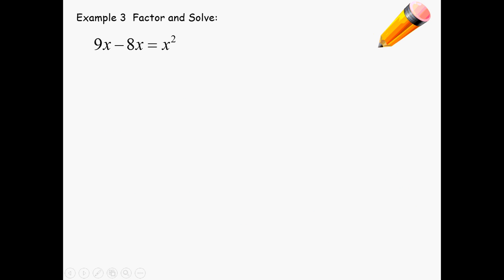This equation says 9x minus 8x equals x squared. Oh, silly. Why would I write 9x minus 8x? That's just an x. So I'm just going to write 1x equals x squared. Okay, now I want to get this so that it's set equal to 0. But here's what I'm going to tell you. Always keep your x squared positive.